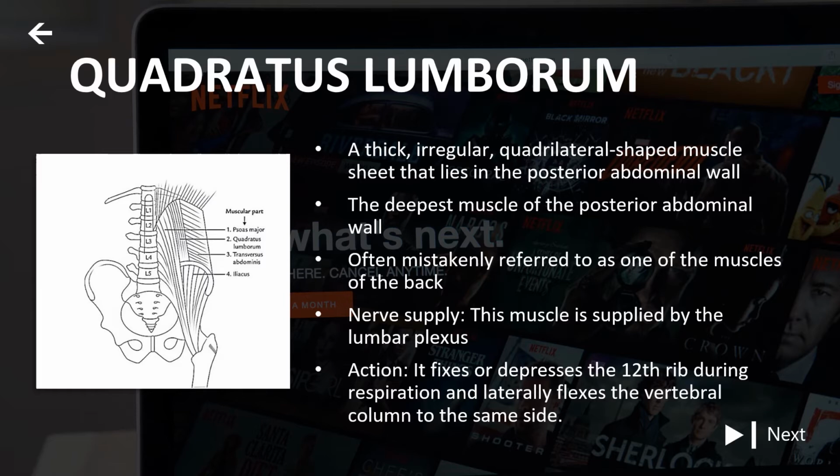The anterior surface of the muscle is covered by lumbar fascia, which is thickened above to form the lateral arcuate ligament and below to form the iliolumbar ligament.